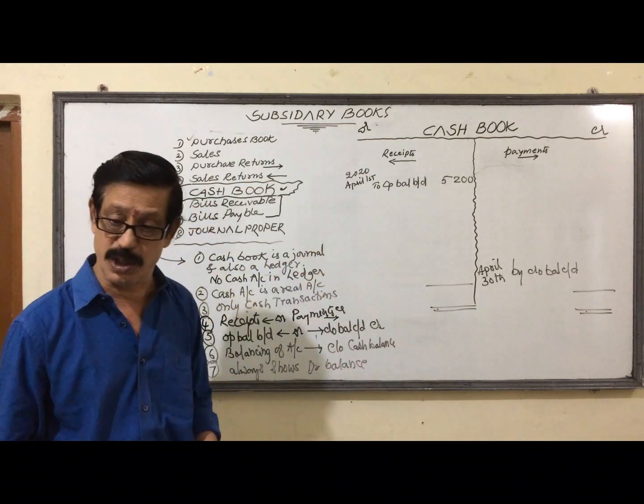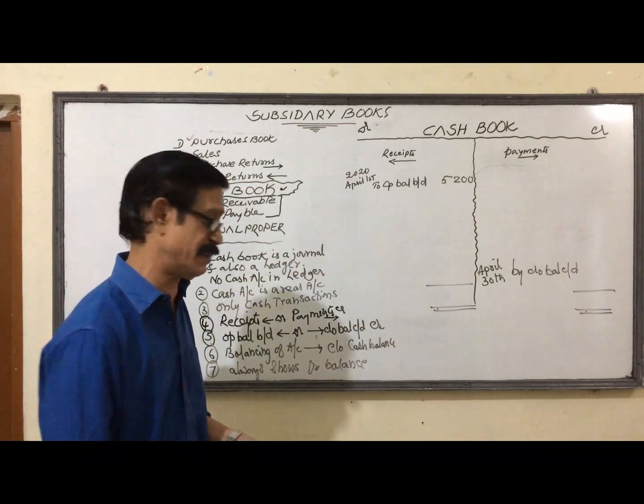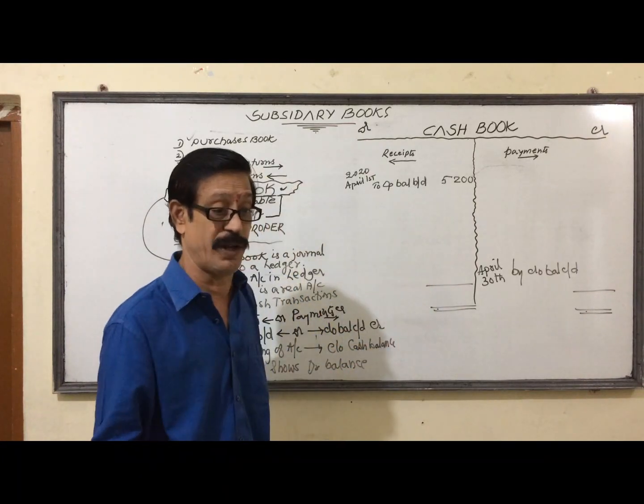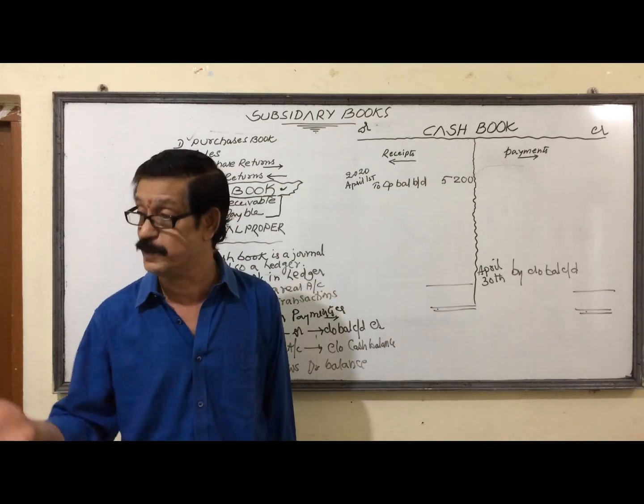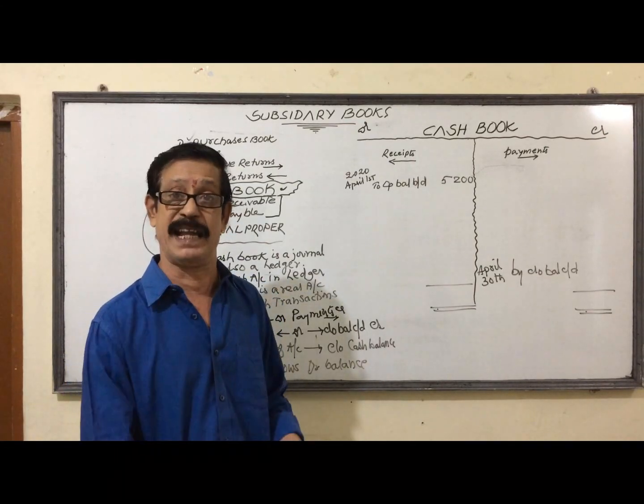Cash account always shows a debit balance. What does it mean? Always the debit side is more. When the debit side is more, you have to say it is a debit balance. When the credit side is more, you have to say it is a credit balance.